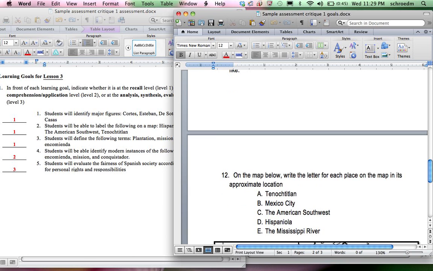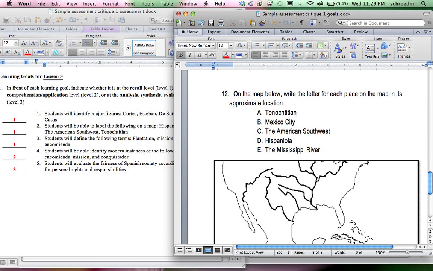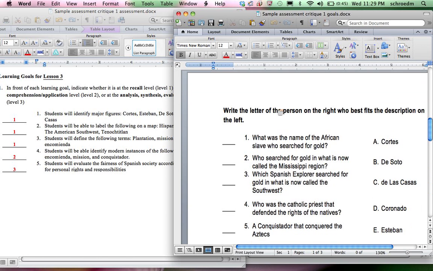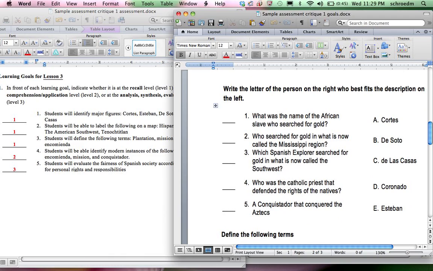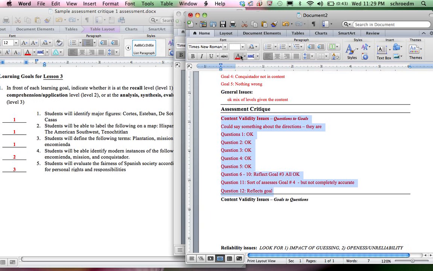Longer essay questions, what we'll call extended essays, and then a simple labeling task, not really a matching task. The way that I do this is I compare each question to the goals and ask myself, does each question relate to a goal? And if it does, does it relate to it at the right level?